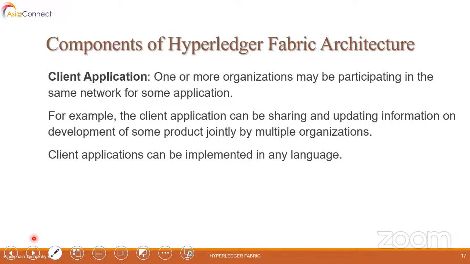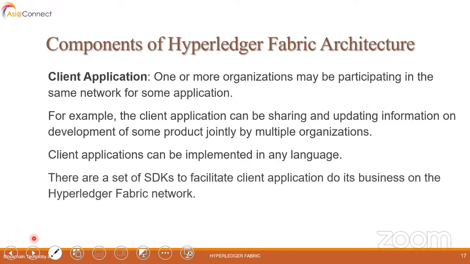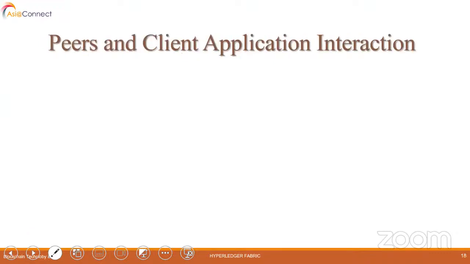Well, this is something which is important to know, that a client application can be implemented in any language. There is a good set of SDKs, software development kits, to facilitate client applications to do their business on the Hyperledger Fabric network. And these SDKs are available in Node.js, Java, and Go right now. For Python, they are developing.